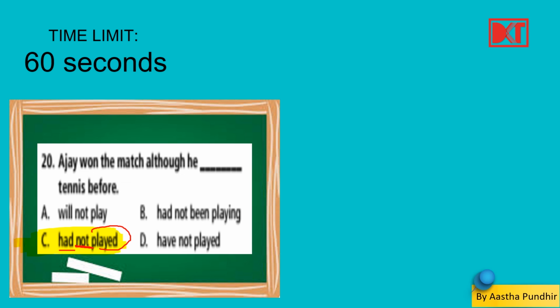The other options, A, will not play, this is future. B, had not been playing. This been playing shows us that this is past perfect continuous. Then D, have not played, have, this is present perfect. Alright.